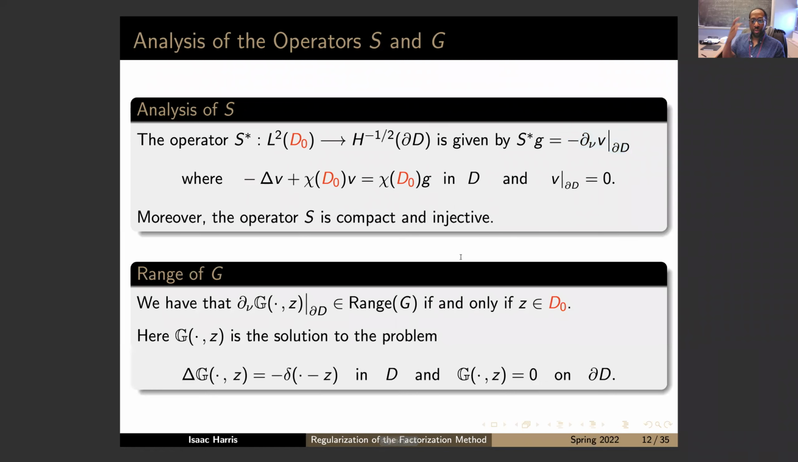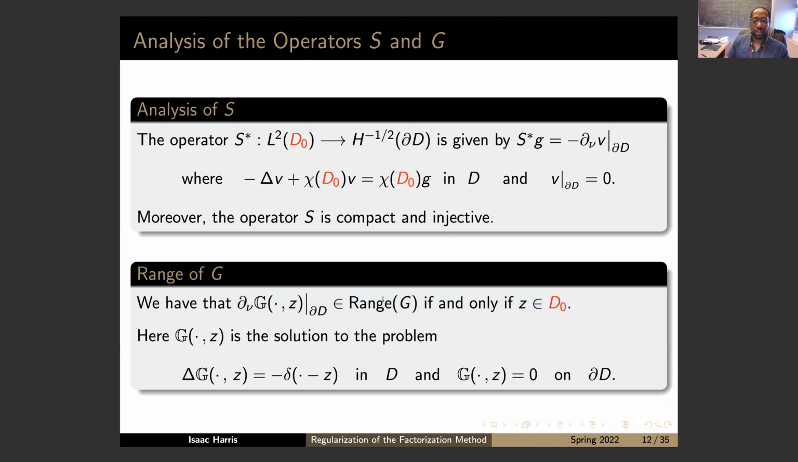You can also show, remember, like I said, the operators G and S have a really strong dependence on the region of interest. So you can show that the normal derivative of the Green's function will be in the range of G if and only if the singularity is inside of the region of interest.